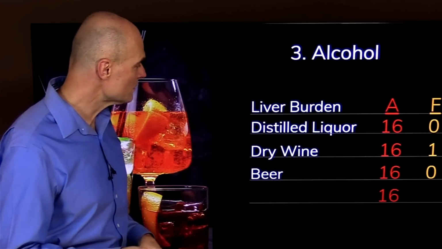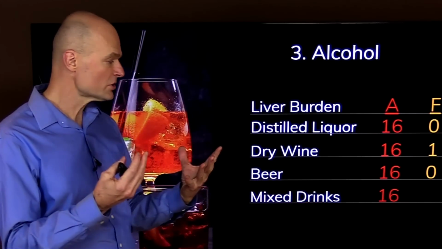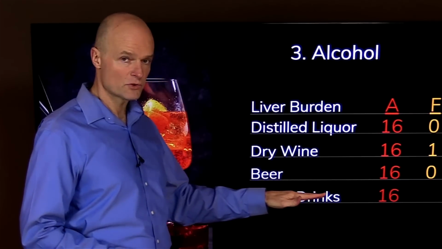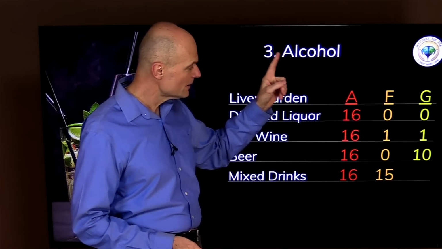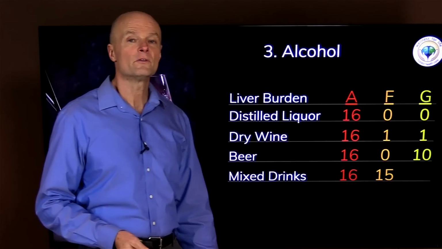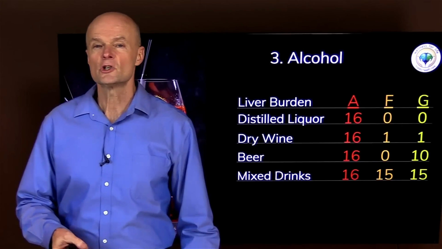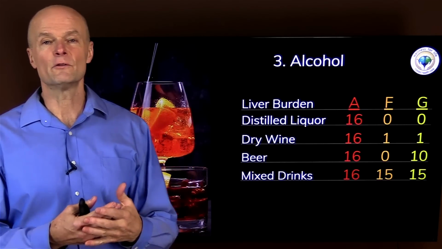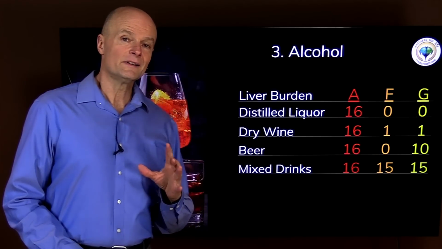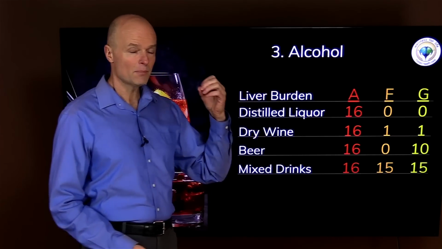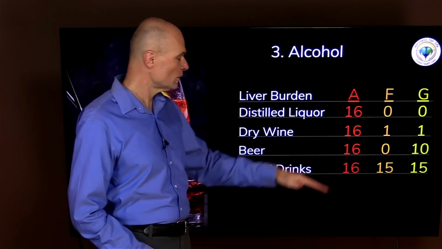But here's what you really want to understand, that what most people really like to drink, especially the sugar addicts, are mixed drinks. So here, not only are you getting the alcohol, but you're getting probably around 15 grams of fructose and 15 grams of glucose, because a lot of sugary drinks will have 30 or even 40 grams of sugar in a single drink. So the burden on the liver here with a mixed drink is more than double than if you just had distilled liquor or dry wine.